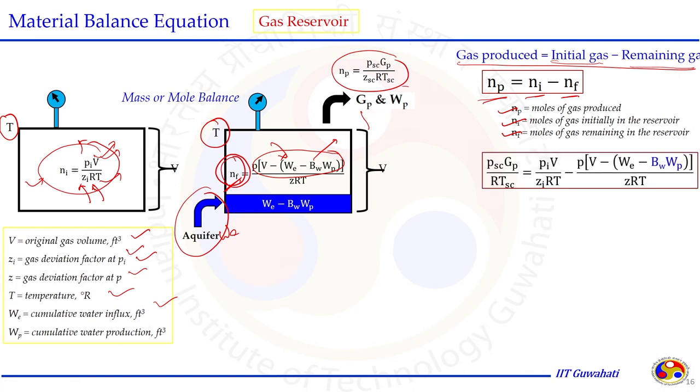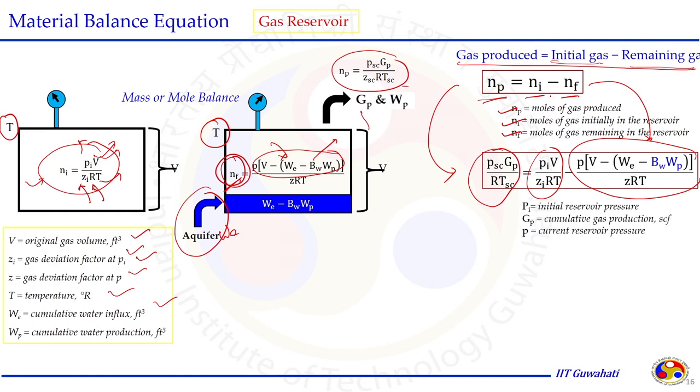So when we are doing the balance for the number of moles in the reservoir, we can see the NP can be expressed in terms of the temperature, pressure and the cumulative gas that produced to the surface. It can be related to the initial condition and to the volume, pressure, temperature condition at time of the investigation. So NP, NI and NF can be expressed in this form, where PI is the initial pressure, GP is the cumulative gas produced, and P is the current reservoir pressure.